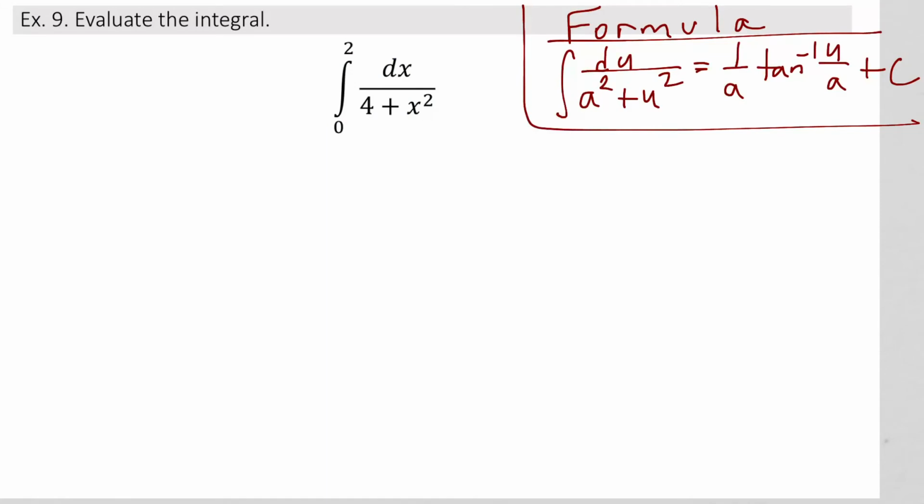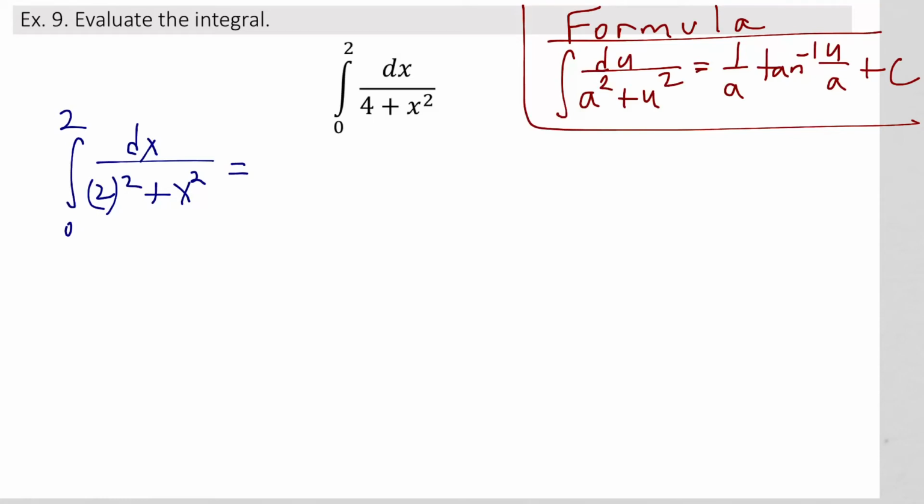So here I have another similar problem. I'm evaluating a definite integral. But here I've got a 4, so that's going to make my a equal to 2. But my x isn't a function right in here. It's just x, so we can just replace u with x. Okay? So I've got the integral between 0 and 2 of dx over 2 squared plus x squared.